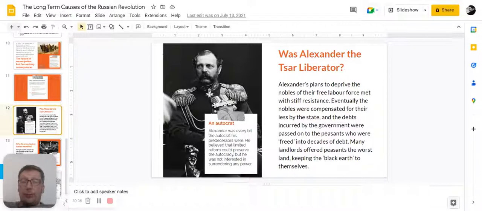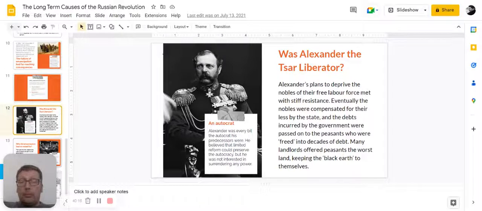So Alexander was every bit the autocrat his predecessors were. He believed that limited reform could preserve the autocracy, and this is the key point. This was not Alexander II trying to be a nice guy, because Tsars are not nice guys. This was Alexander II trying to find new ways to preserve the aristocracy. And that's the whole point of all of this. He was not interested in surrendering any power whatsoever. He thought this was the clever strategy to making sure that he never had to do that.